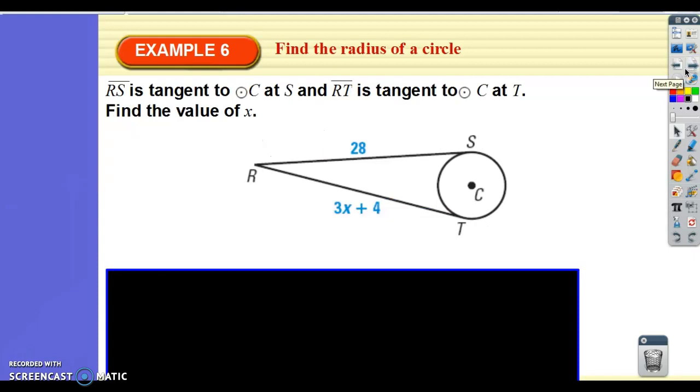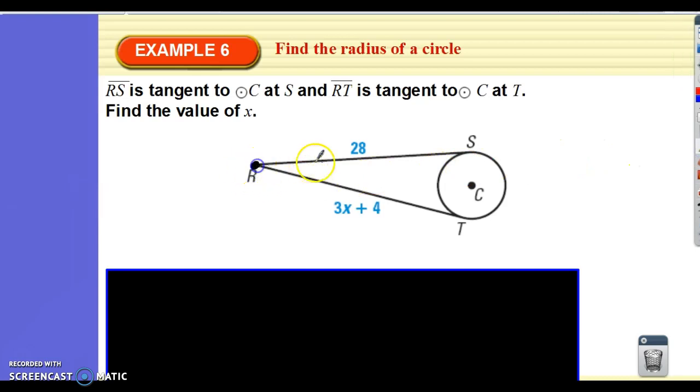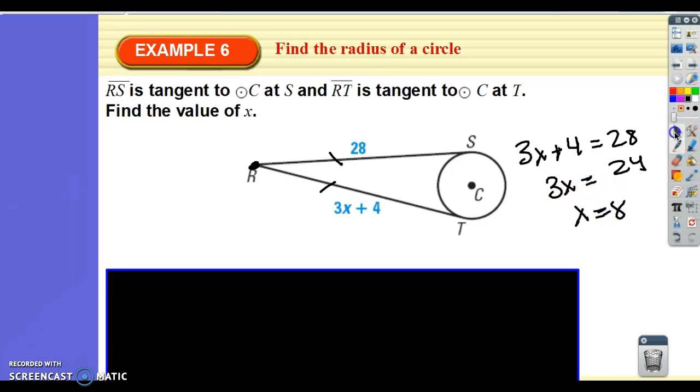RS is tangent to circle C at S, and RT is tangent to circle C at T. Find the value of x. Anytime that you have two tangents with a common endpoint, they will be equal. If they're both tangents to a common endpoint, it makes this kind of like a birthday hat, they will always be equal. So set them equal and solve. 3x plus 4 equals 28. Subtract 4 from both sides. 3 times what equals 24. Divide by 3 on both sides, and x equals 8.